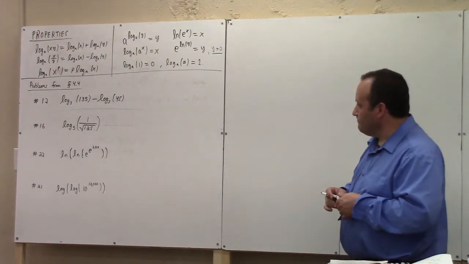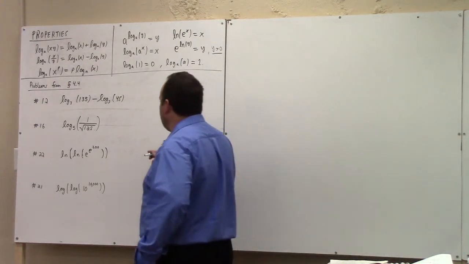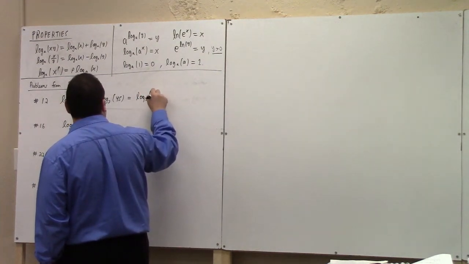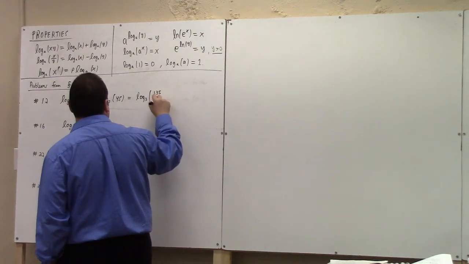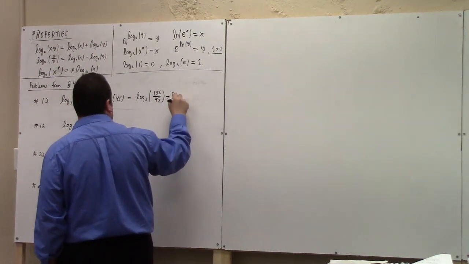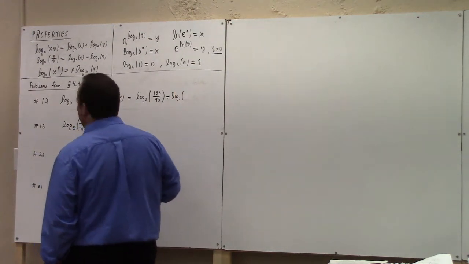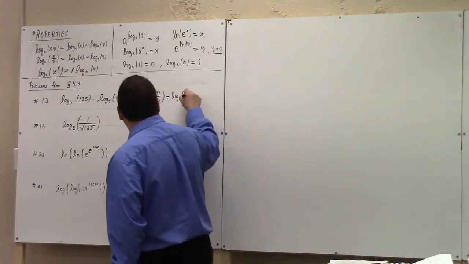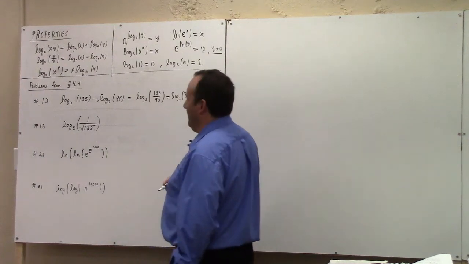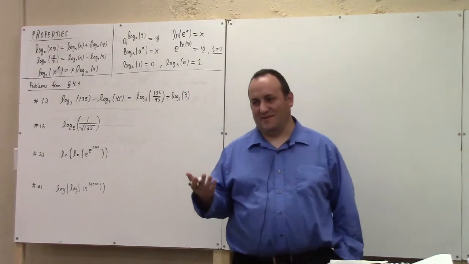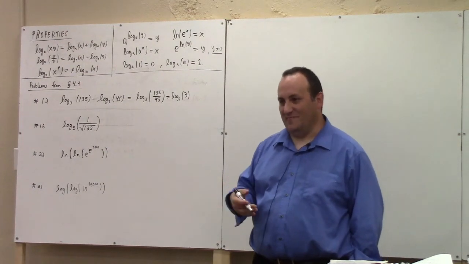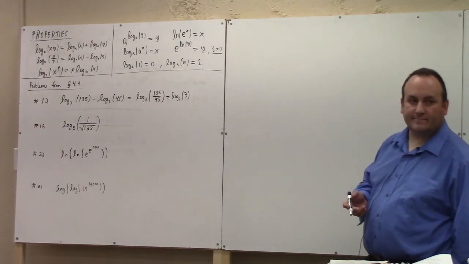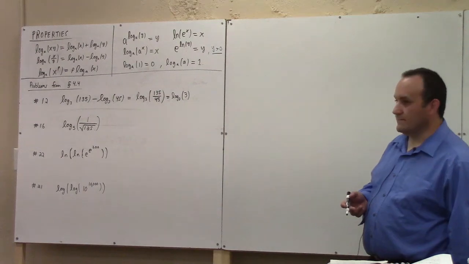So what do I do for the first one? Log base 3 of 135 over 45. What is 135 over 45? It's 3. Let me give different instructions: calculate this without using the log button on your calculator. How about that? What is log base 3 of 3? 1, right.